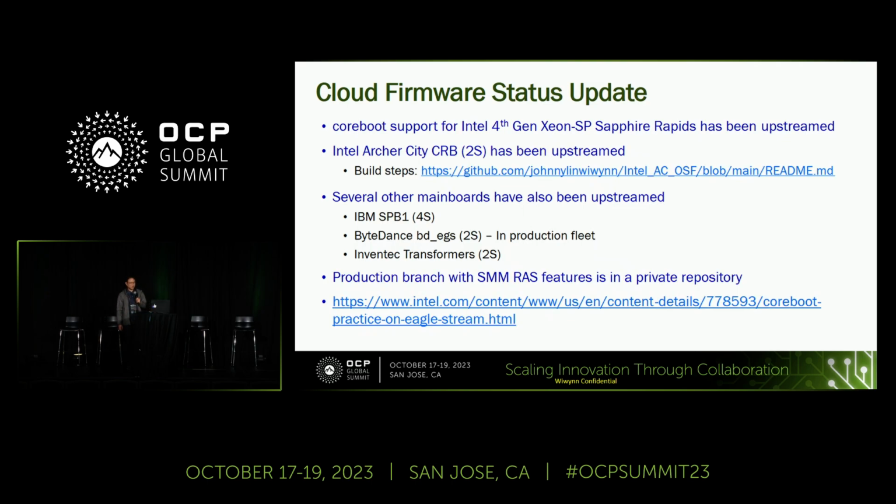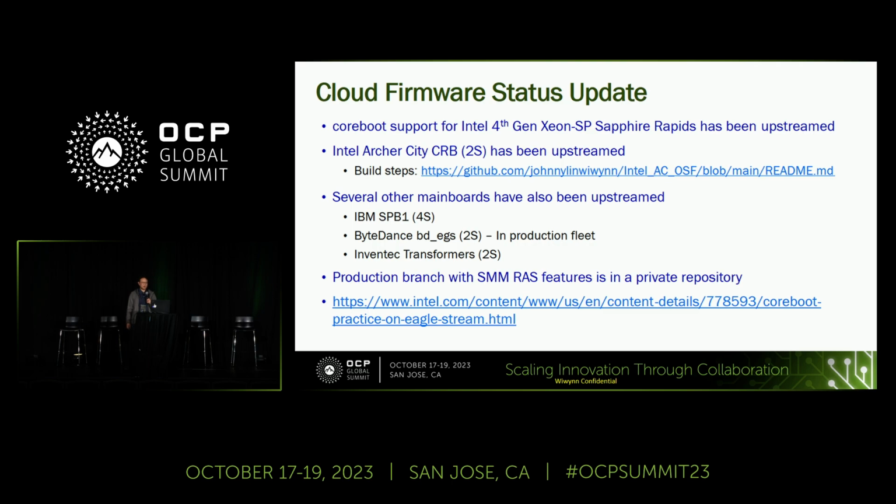So the Cloud Firmware status update: we have been working with several partners, Meta and BIDEMS, Element, SysPro Consulting. The coreboot support for the 4th generation Intel Xeon SP Sapphire Rapids has been publicly upstreamed. And the Intel 2-socket Archer City CRB has also been upstreamed. Here's the link to the build steps for your reference.